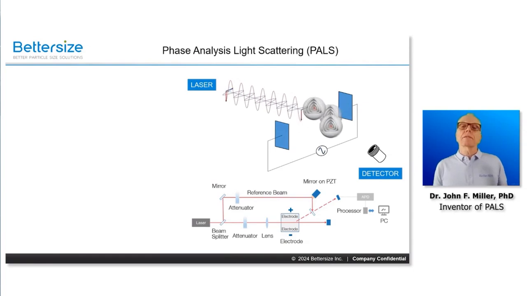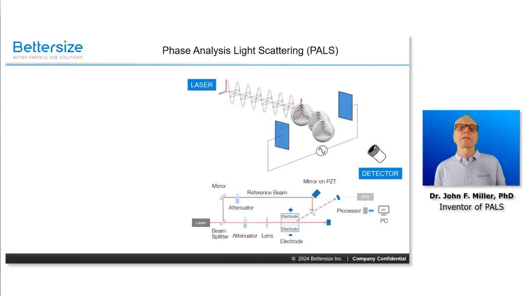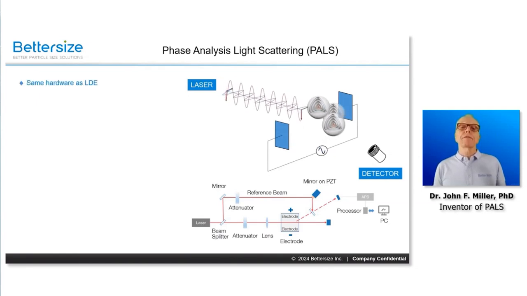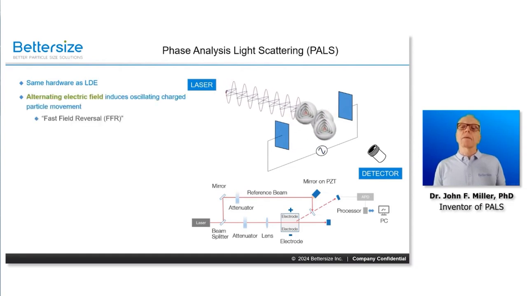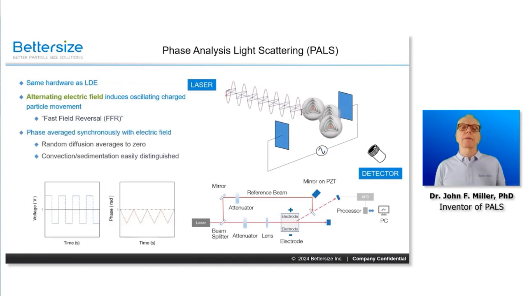I developed phase analysis light scattering, PALS, to overcome the limitations of the laser Doppler method. It uses the same hardware, but applies a faster alternating electric field, the fast field reversal mode. PALS measures periodic changes in the optical phase corresponding to particle motion in an alternating electric field. By collecting and averaging this phase information synchronously over many cycles of the applied electric field, any noise in the signal, such as due to diffusion, averages to 0. This is the reason why PALS is more sensitive and more precise than LDE.